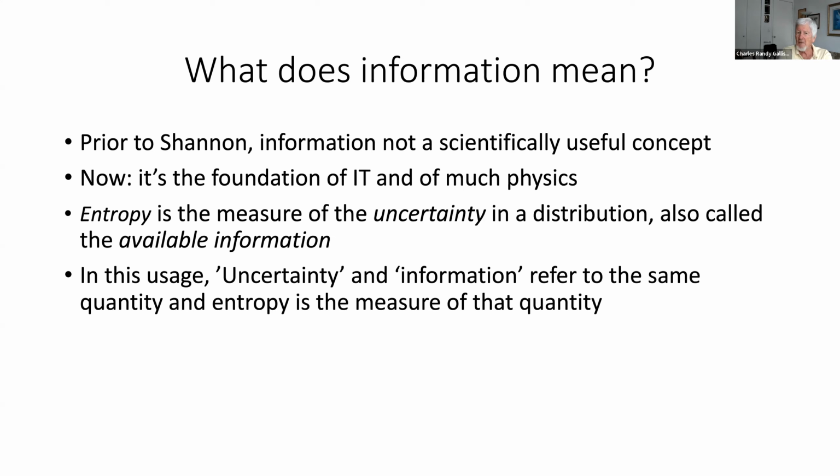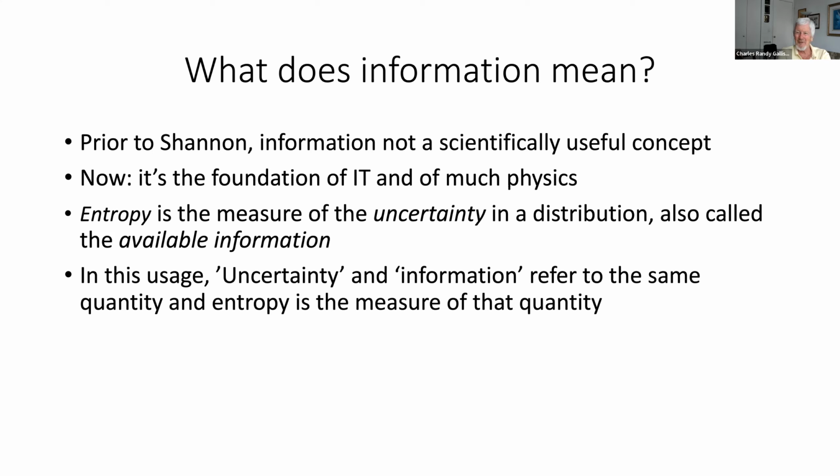We wouldn't be doing this without Shannon's definition of information, because it pointed the way to highly efficient codes that are crucial to the internet. And the central concept in Shannon's definition of information is entropy. And the entropy is the measure of the uncertainty in a distribution. Now, the first very counterintuitive thing about it is another term for the uncertainty in a distribution is the available information.